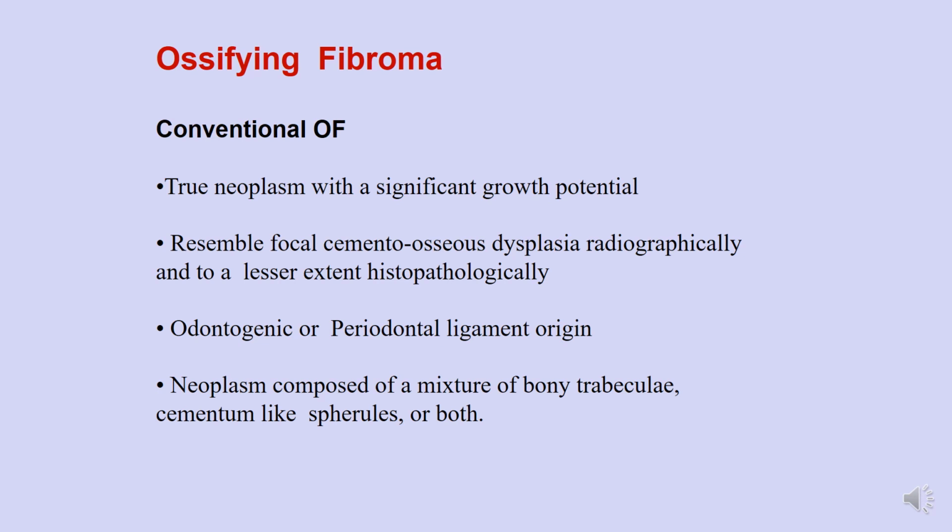Okay, so now let's look at ossifying fibroma. Ossifying fibroma is a neoplastic type of fibro-osseous lesion. That means that it has a certain amount of growth potential and continues to grow unless and until it is treated, right? That is the difference between a developmental lesion and a neoplastic lesion.